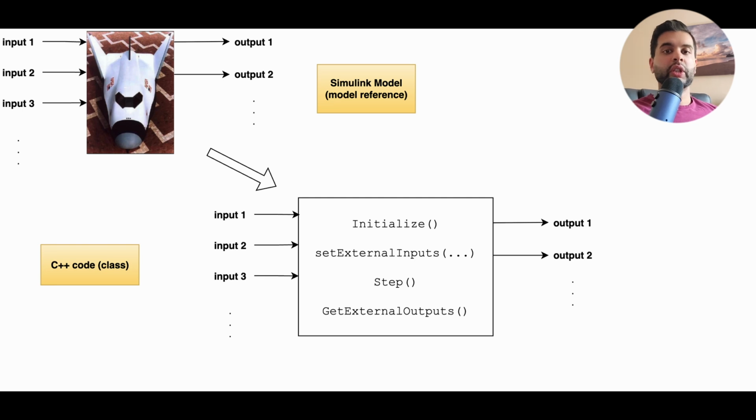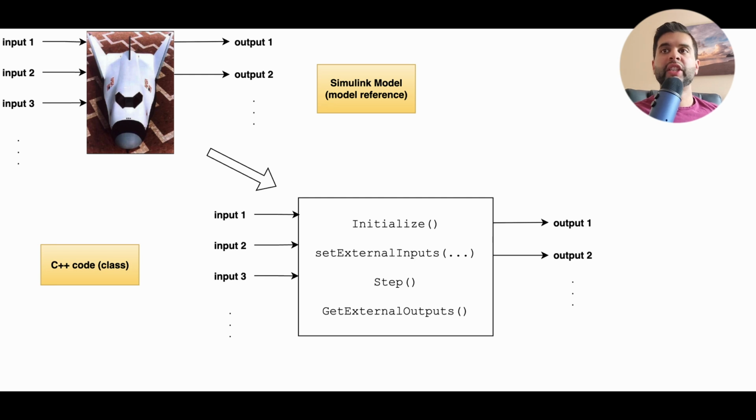For those of you who don't know, Simulink and MATLAB is actually built on top of C++. When you convert your code or your model into a C++ class, you will be able to initialize it, set the inputs, step, and then get the outputs. Let's talk about these four methods here briefly.